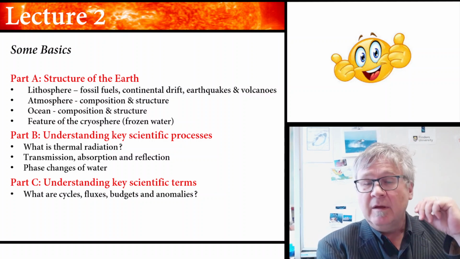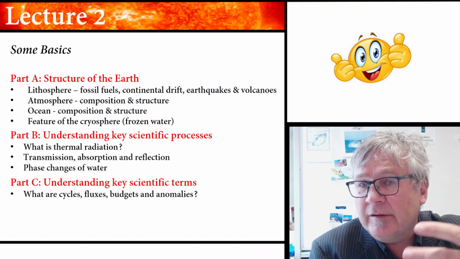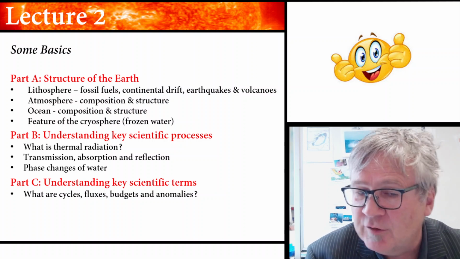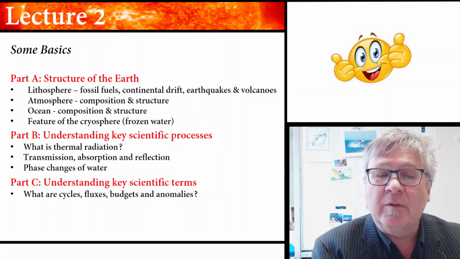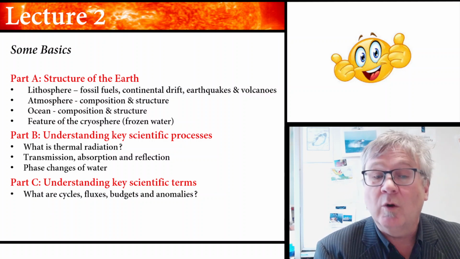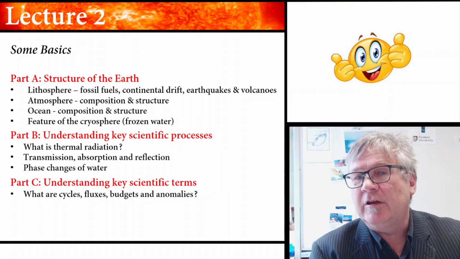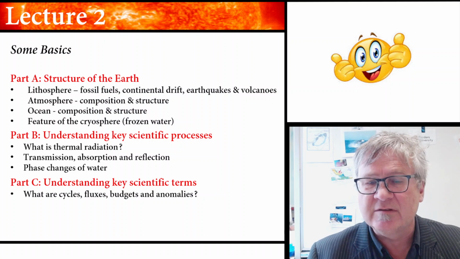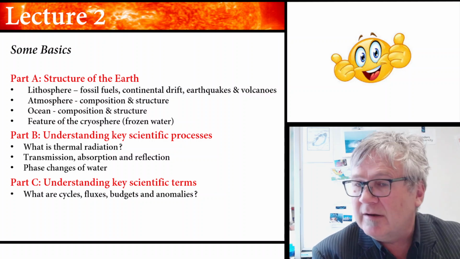In part B, I just want to talk about key scientific processes, so that you learn the names and learn a little bit more about these processes, like thermal radiation, like transmission, absorption, and reflection, like phase changes of water, like rainfall, precipitation, or evaporation, that you learn these words. And in part C, we focus on the understanding of key scientific terms. So what are cycles? What are fluxes? What are budgets? What are anomalies? And this is really important, because in the climate sciences we regularly hear about anomalies, temperature anomalies, wind anomalies, water budgets, water fluxes, solar flux, water cycles, carbon cycles. And you need to understand these terms.